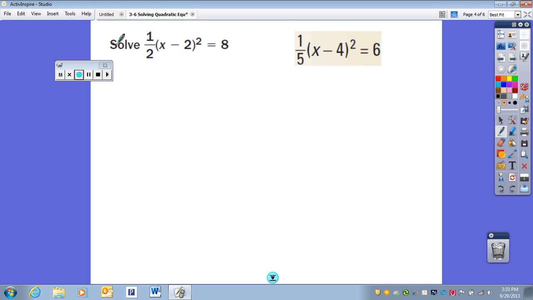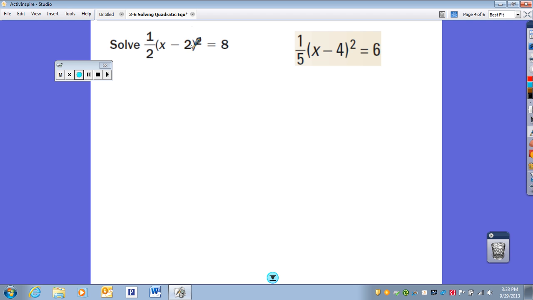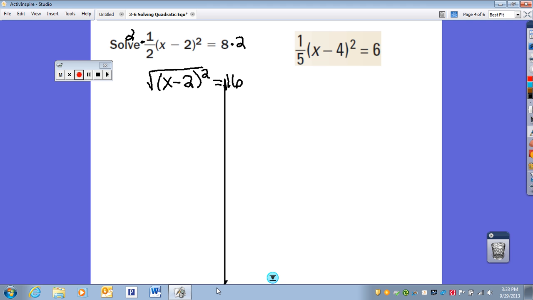Now in this example, you'll notice that we have this quantity being squared, so that's what we want to get by itself. In order to do that, we have 1/2 times that, so if I multiply both sides by the reciprocal, which is 2 or 2 over 1, any number times its reciprocal is 1, so that leaves me with the quantity squared by itself, and that equals 16. So I can do the opposite operation to get rid of the square. I'm going to take the square root of both sides.